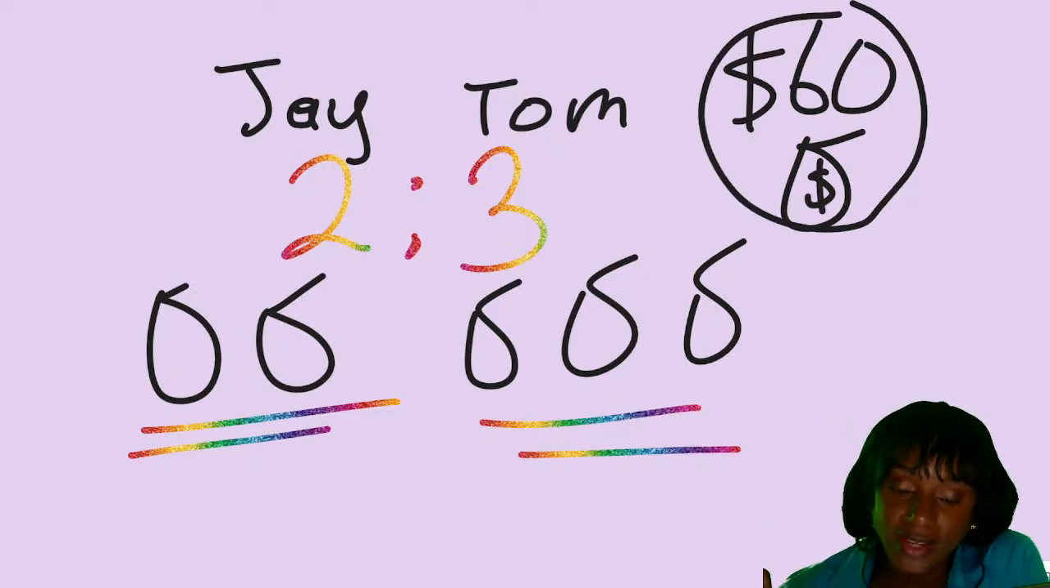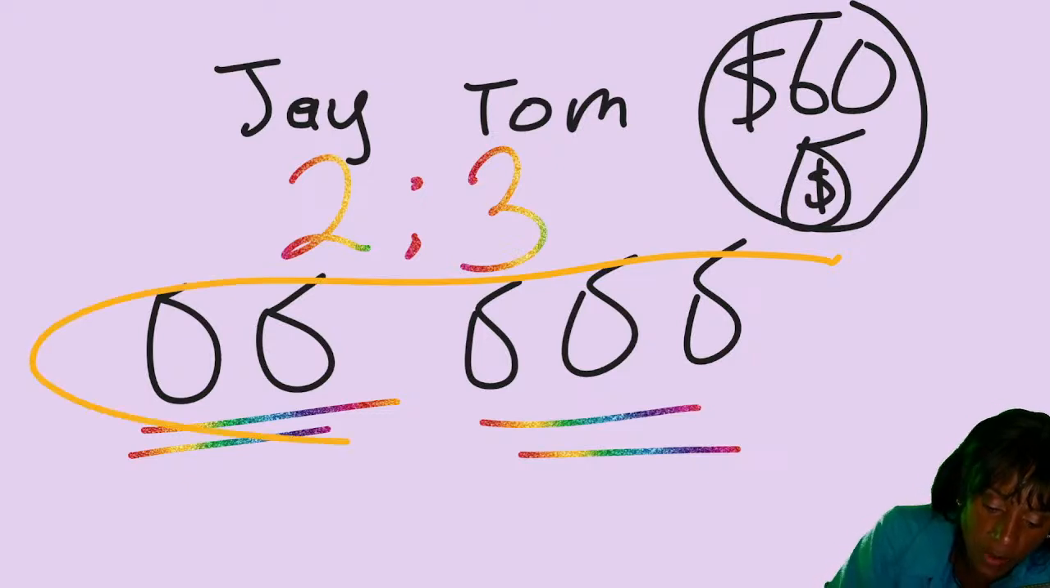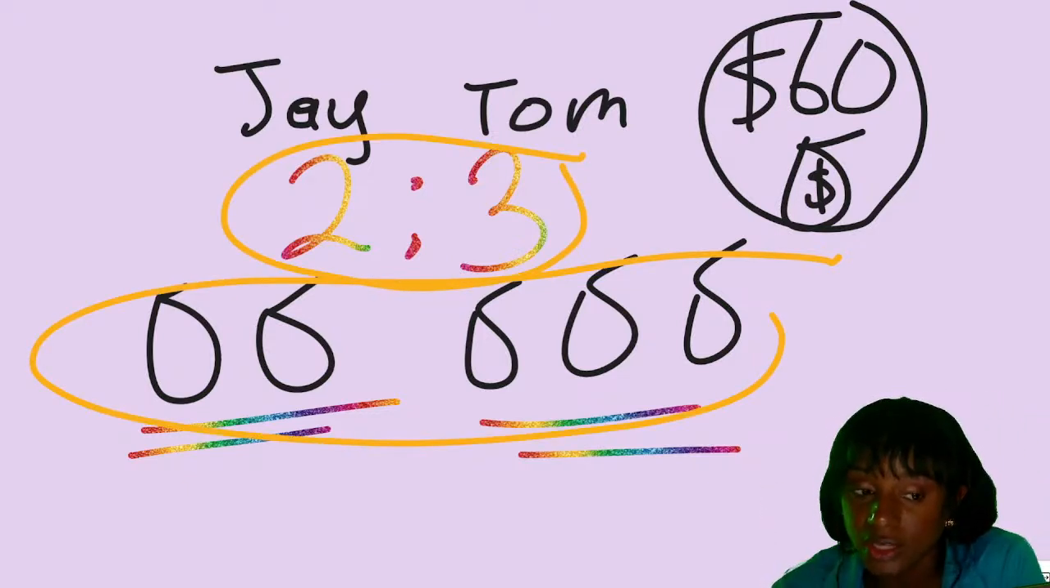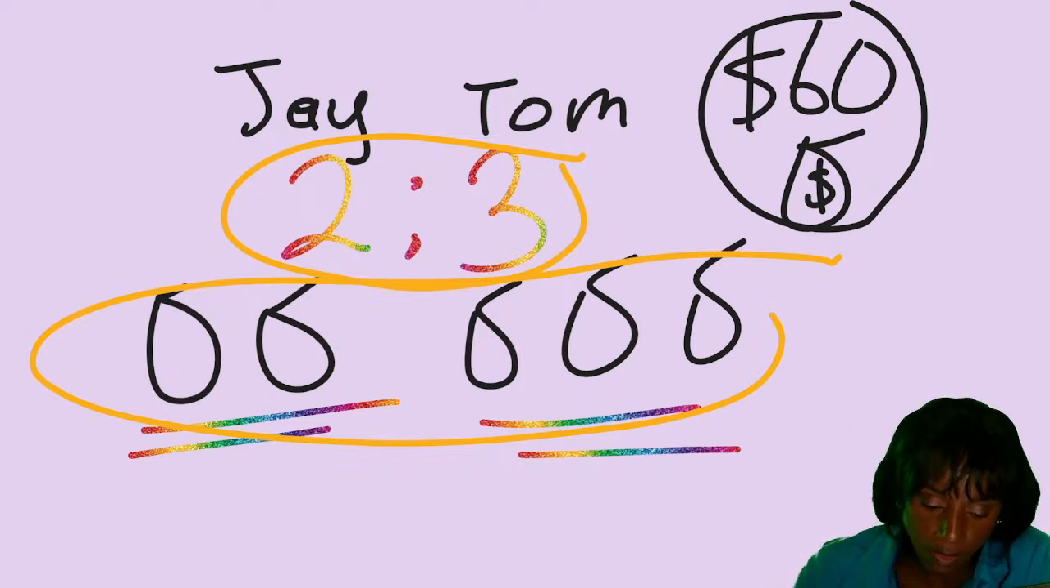Then the question asked, how much money was shared in all? How many bags do we have here? 5. Because we have 3 plus 2, we have 5 shares. If we have $60 in 1 share, in 1 portion, how much money was shared in all? You simply multiply 60 by 5.